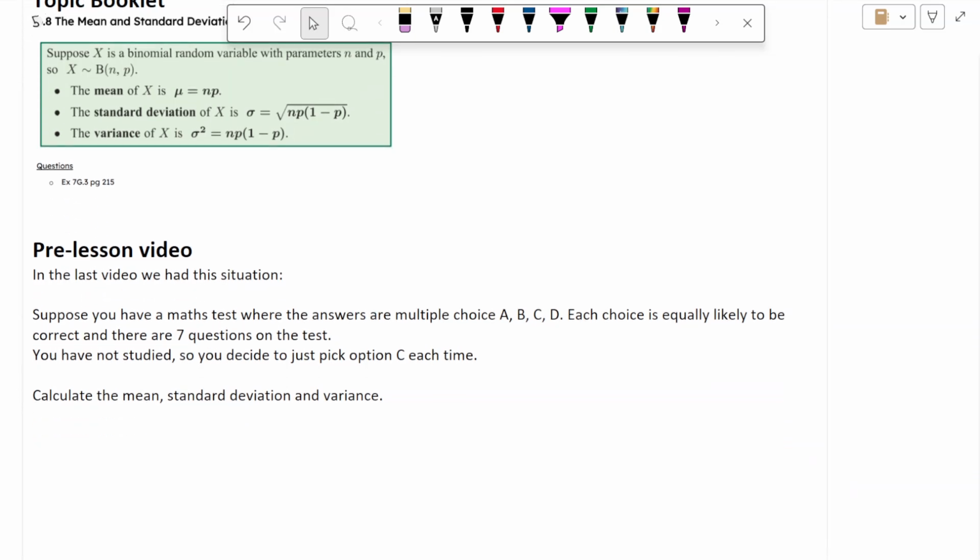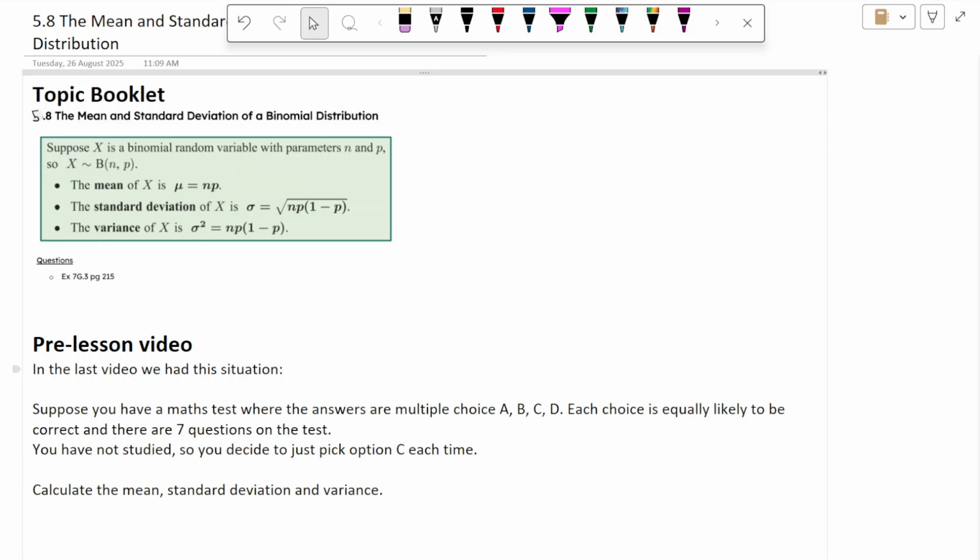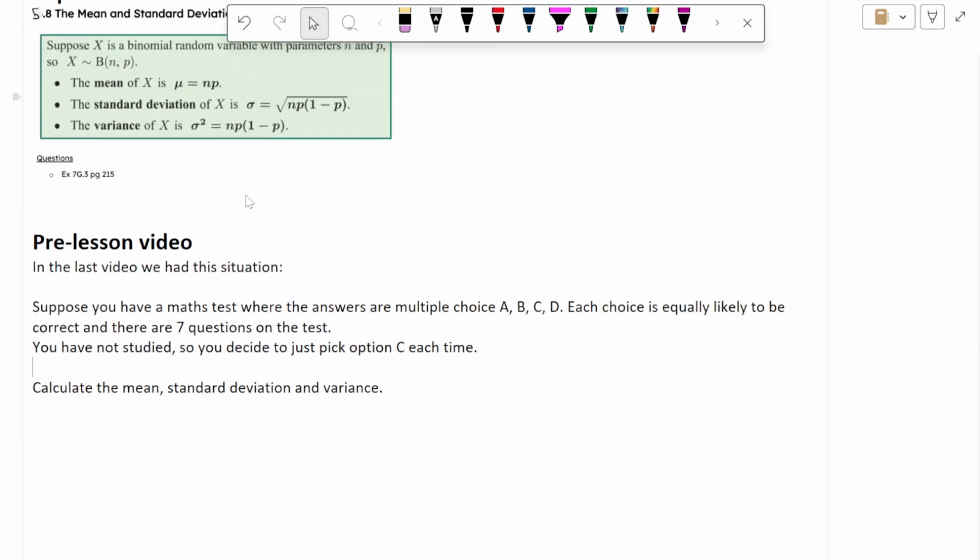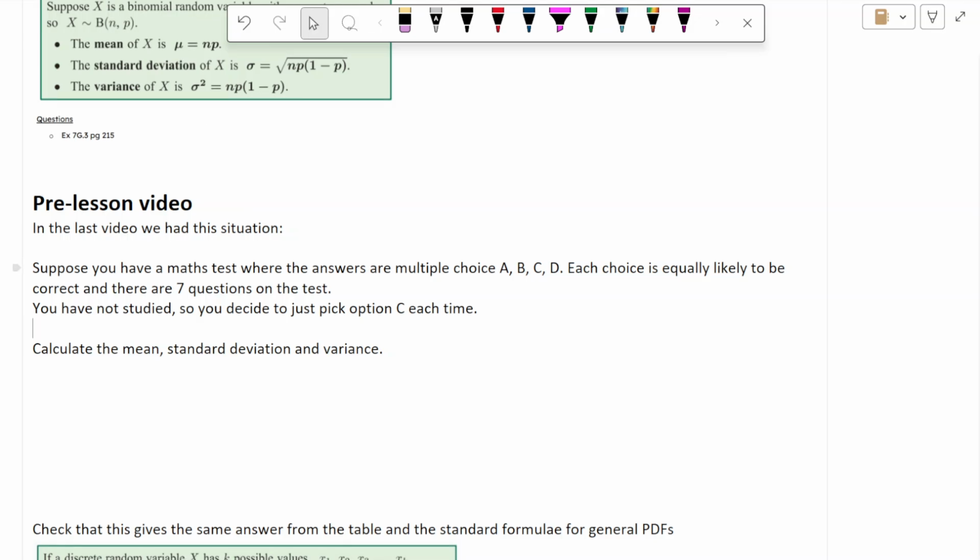Righty, in the last video we learned about binomial distributions. In this video we're looking at the mean and standard deviation for these distributions, and there are literally just formulas for them. So this is the situation from the last video. It was the multiple choice test and you were guessing C each time.